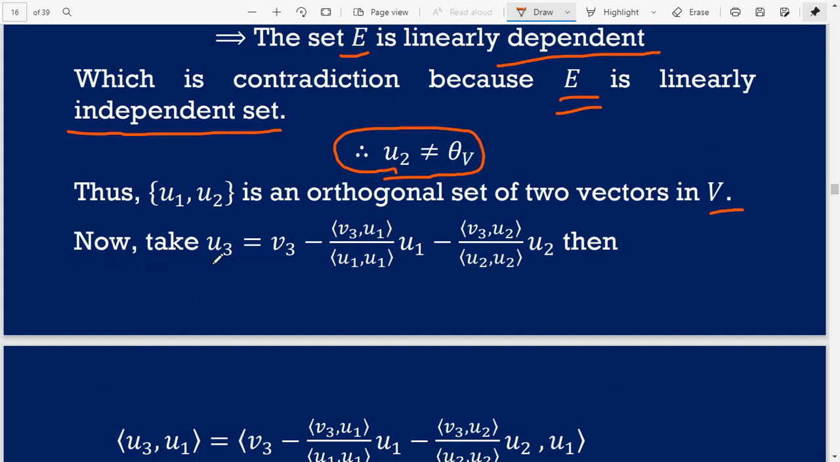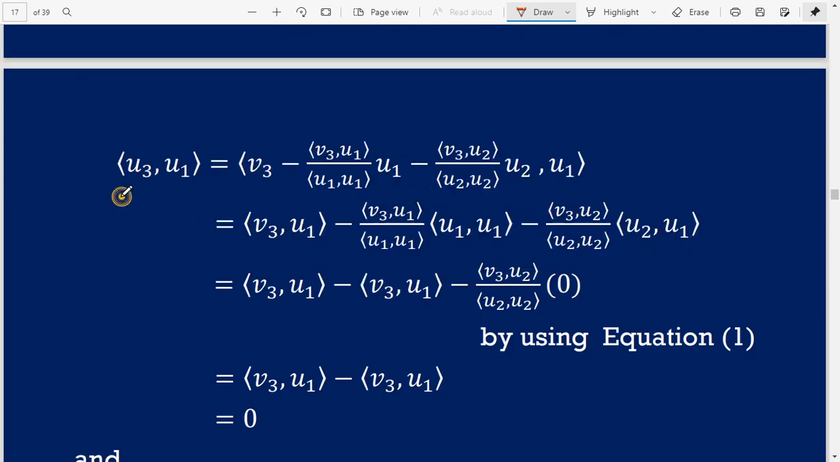Now we find the third vector U3. Now take U3 is equal to V3 minus inner product V3 with U1 upon inner product U1 with U1 into U1, minus inner product V3 with U2 upon inner product U2 with U2 into U2. Then we find inner product U3 with U1, putting the value of U3.